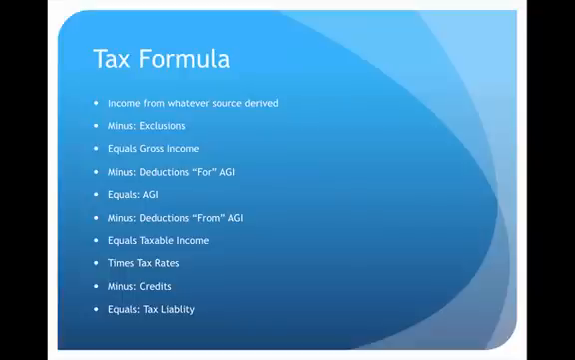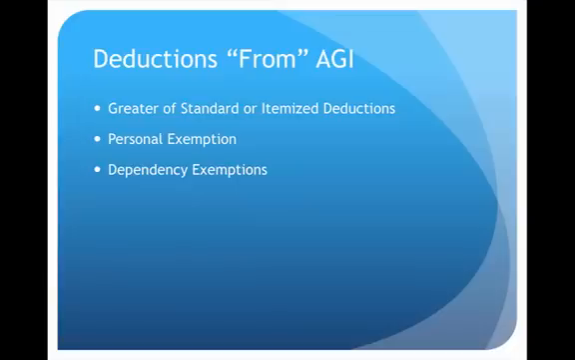Then we will deduct the credits, and then once we deduct those credits, that gets us down to the tax liability itself. So that is just the criteria that we would use, the formula that we would use to actually calculate that tax liability. And by using that formula, it keeps us organized and it enables us to classify the various deductions that we might be able to take advantage of.